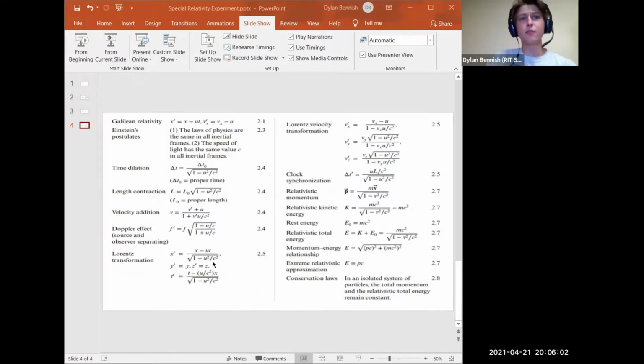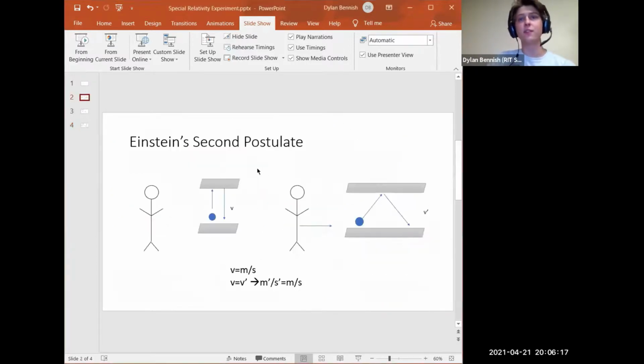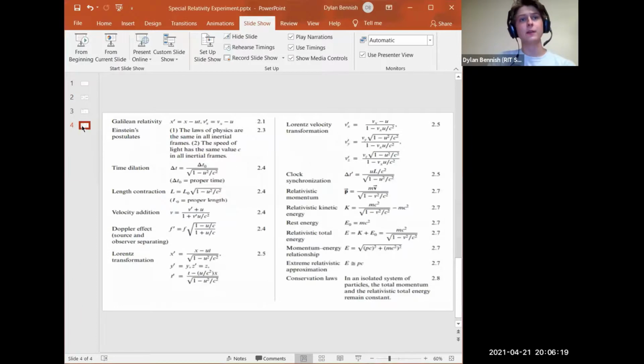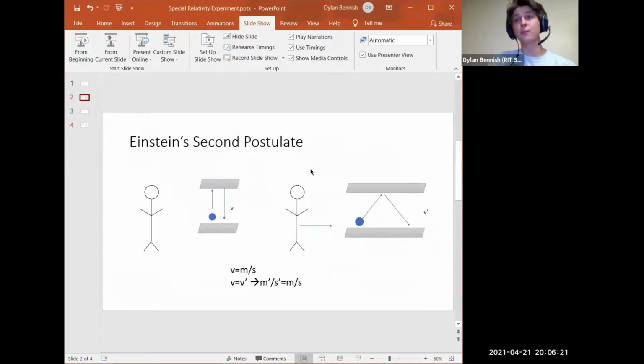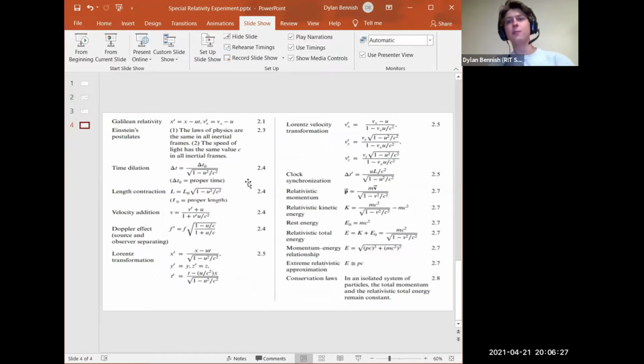Now, I'll go through these. These are all results of special relativity, of Einstein's second postulate, essentially. A lot of experiments have been done to discover all of these formulas given. Now, time dilation is what I described in my second slide here, Einstein's second postulate. Time dilation: two observers are experiencing two different times. That's what time dilation is. Length contraction is similar. It's when two observers measure different lengths.